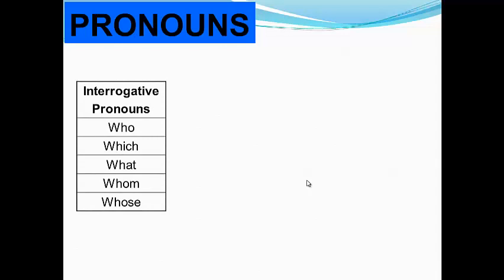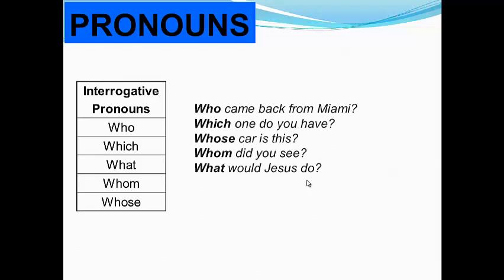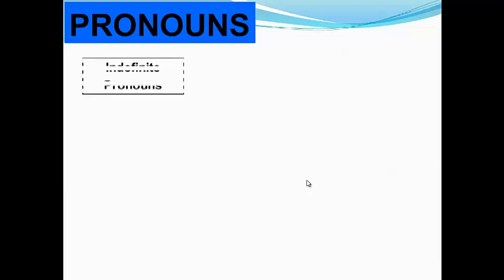Interrogative pronouns are basically used in questions. Indefinite pronouns do not usually refer to a specific antecedent. Most indefinite pronouns express the idea of quantity: several, few, both.